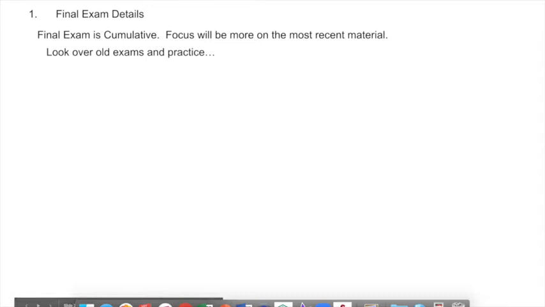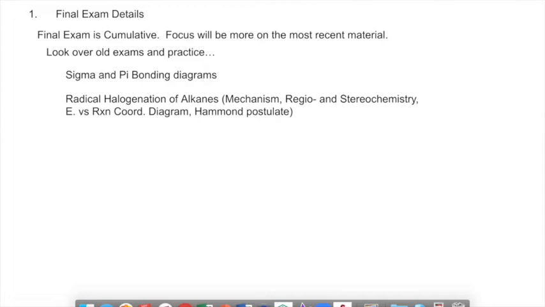Look over the old exams for practice, and review things we haven't done lately, like the sigma and pi bonding diagrams. Should be easy when you look back over it now. And then the radical halogenation of alkanes. Remember we put a lot of time into that in 12A with the mechanism, the regio, and the stereochem, and the energy versus reaction coordinate diagram, and Hammond postulate. I think I'll put one of those on the exam. I haven't written it yet.